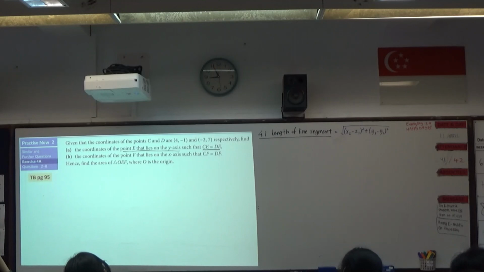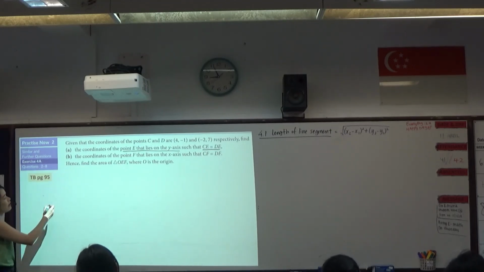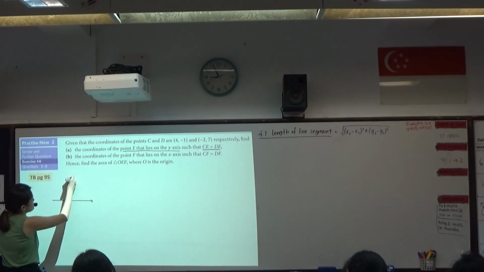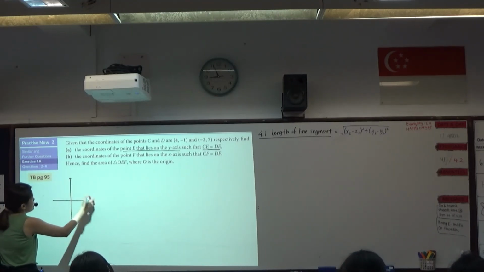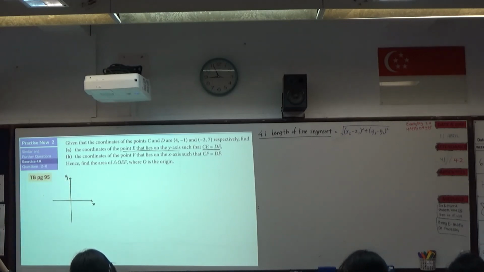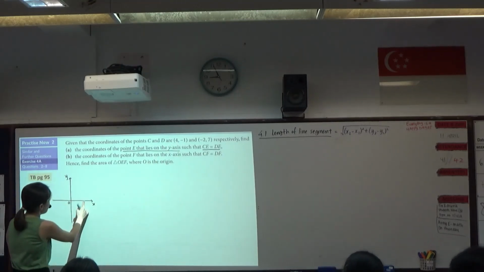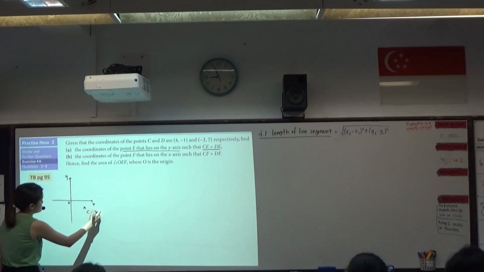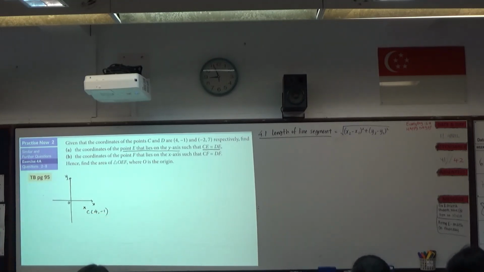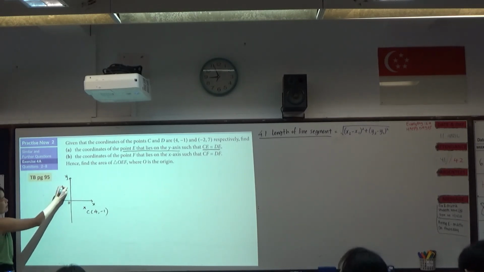Okay? If you were to just take the question as it is without drawing a diagram, I think it is rather challenging. So it might be helpful sometimes to draw a diagram. You don't have to draw something to scale, it's just drawing something that will help you. Since we're talking about coordinate geometry, we need our x-axis, y-axis, and the origin. So C is found at (4, -1), perhaps C is here. Then D has the coordinates (-2, 7), perhaps somewhere here.